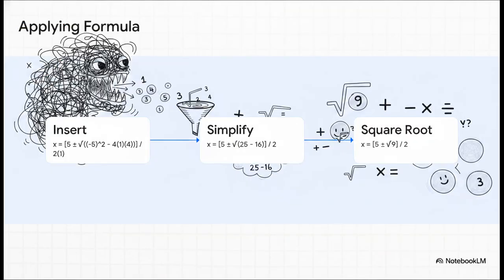Let's watch how easy this is when we substitute our simple integers into the formula. We're turning an abstract monster into basic arithmetic. We just pop in our 1, our negative 5, and our 4. A negative 5 becomes a positive 5. Inside that square root, negative 5 squared is 25, and 4 times 1 times 4 is 16. We simplify that to 25 minus 16, which is exactly 9, and taking the square root of 9 leaves us with a very clean, super friendly 3.